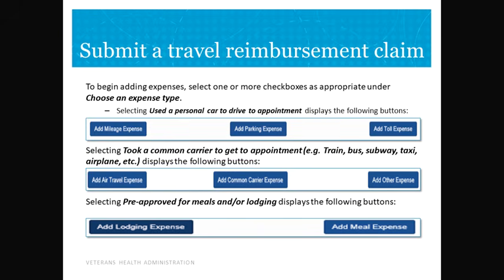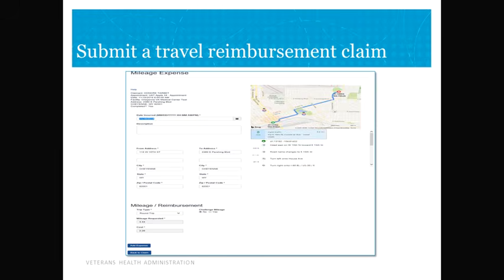Let's start with the Add Mileage Expense. Once you click on Add Mileage Expense, another page will load. In this section, you'll check the From address to make sure it is your residential address. Check the To address is the place that you received your care. You will then scroll down if you need to see the mileage reimbursement field.